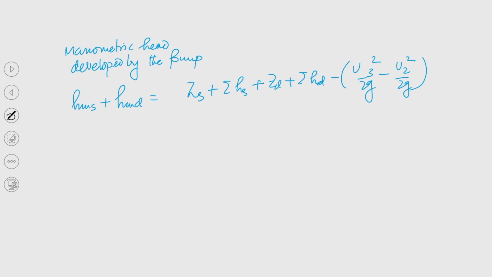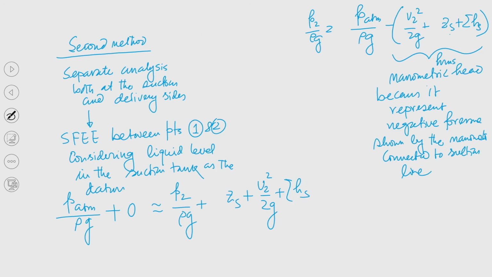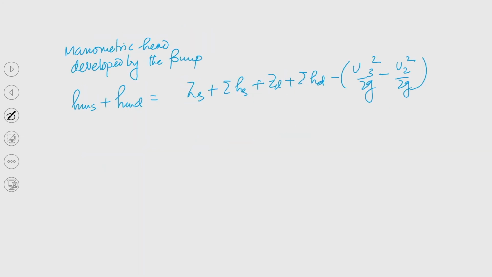See, we are not going to take the negative. This negative sign indicates negative pressure, that is the vacuum. So, basically here you understand that this quantity is less than the atmosphere. So, this quantity leads to a reduction of the pressure at the suction pipeline from the atmospheric pressure. So, this is the manometric head. So, we are taking this. Now, if you rearrange it: ZS plus ZD plus summation of HS plus HD, minus V3 square by 2g, minus V2 square by 2g.